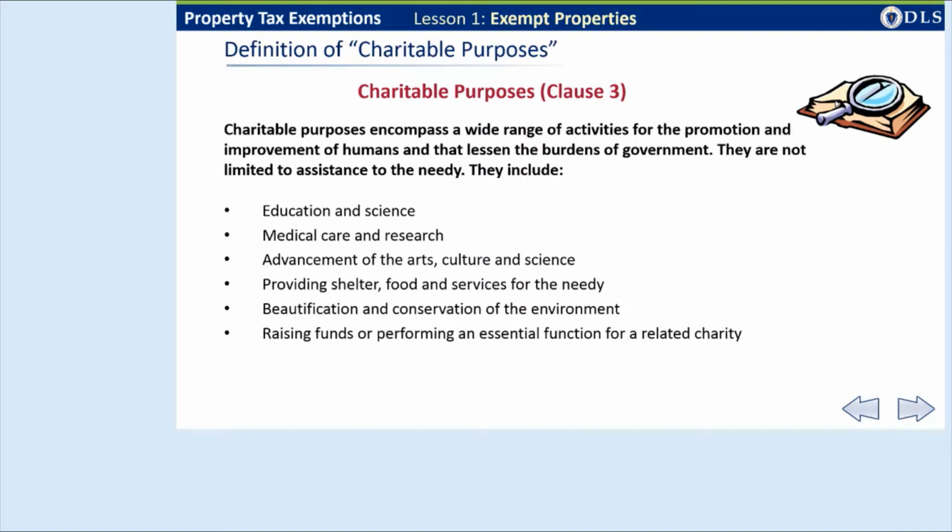An auxiliary organization whose purpose is to raise funds for a related charitable organization, or to reduce the overall cost of operation of a related charitable organization by performing a necessary function for it, may also qualify as a public charity for exemption purposes.